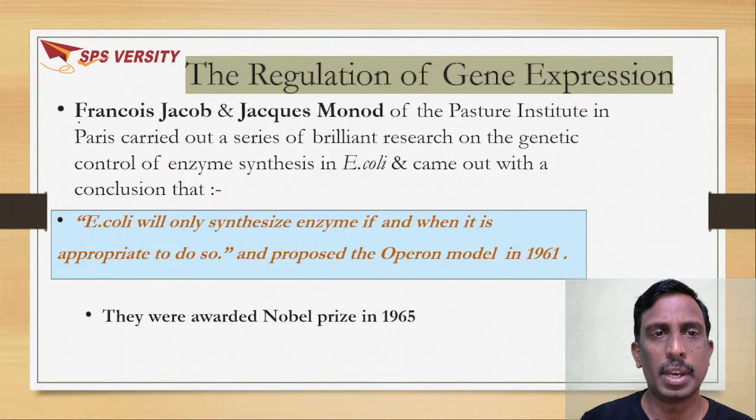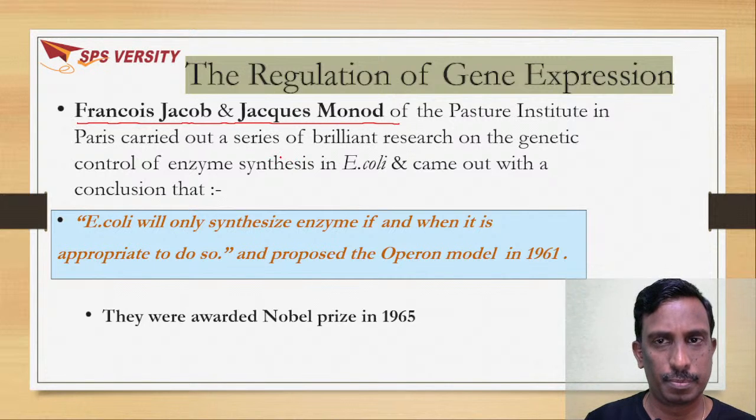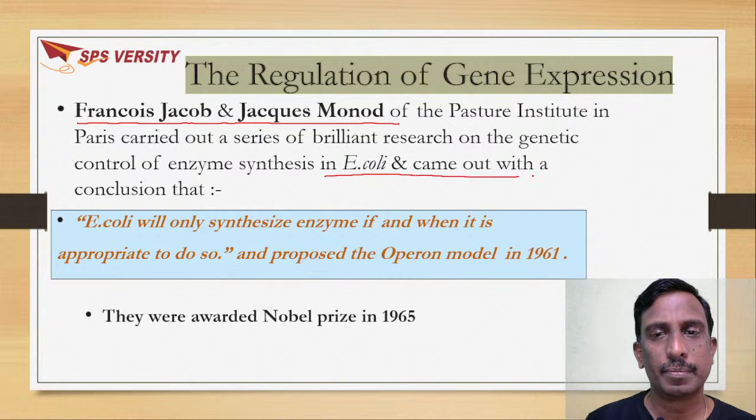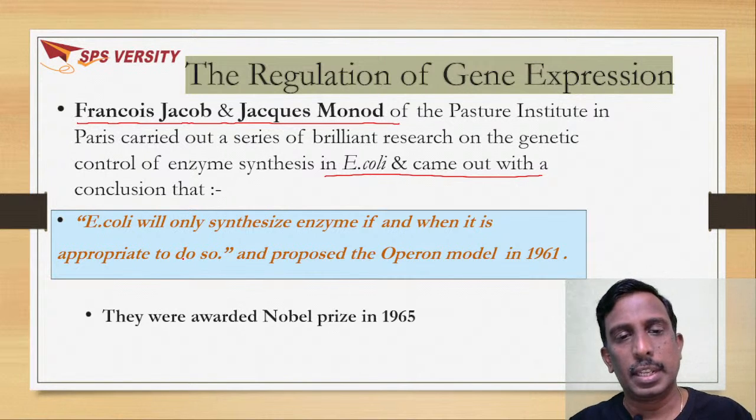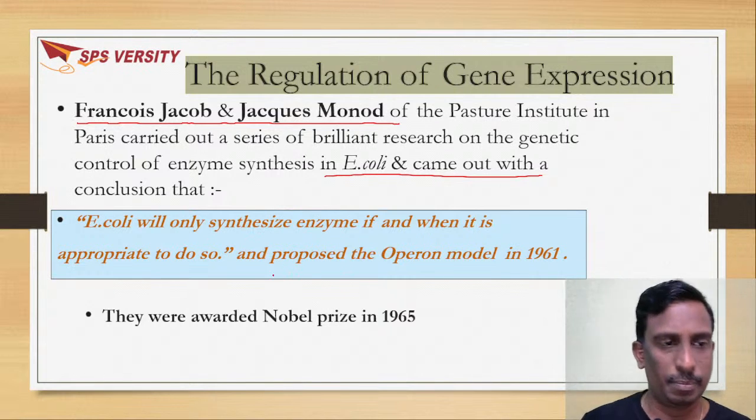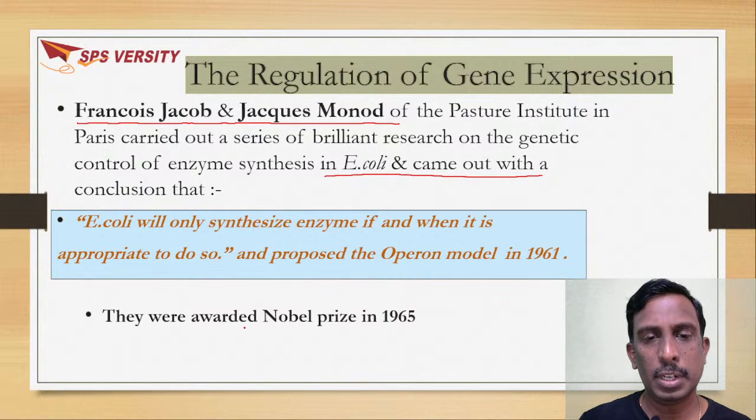it was carried out by Francois Jacob and Jacques Monod of the Pasteur Institute, and they did research on E. coli. So E. coli will synthesize an enzyme if and when it is appropriate to do so. Based on this, they proposed the operon model, and they were awarded the Nobel Prize in 1965 for this operon model.